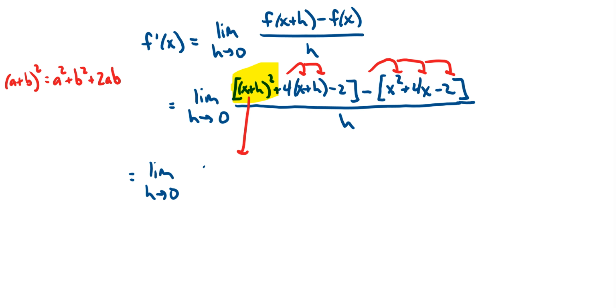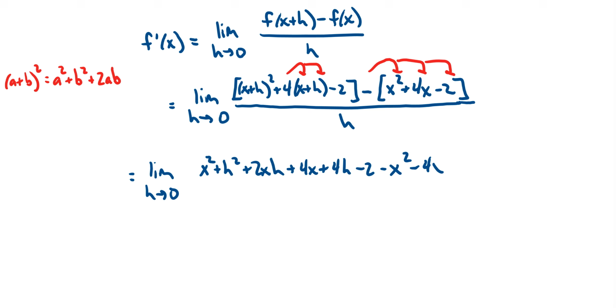I recommend using it. So x plus h squared is going to distribute out to x squared plus h squared plus 2xh. And then everything else is a little bit easier. Distribute the 4, that's 4x plus 4h minus 2 minus x squared minus 4x plus 2 after we distribute the -1, all over h. So the whole numerator is completely expanded, right? Everything is distributed. There's no more parentheses. Now we're going to simplify.